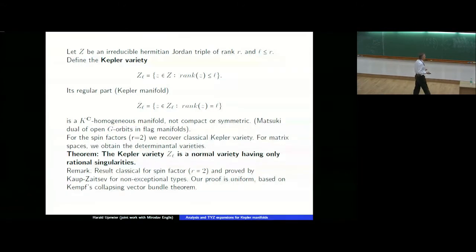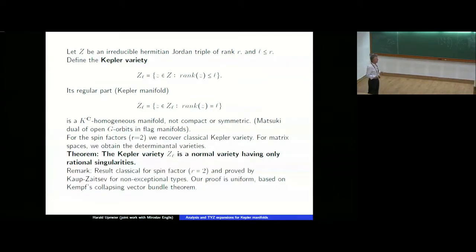Okay, but let us go back to the examples. The spin factors have rank 2, and we recover the Kepler variety that I started with, the quadric. Namely, the degree of the polynomial was also 2, if you remember. For matrix spaces, of course, we recover the determinant varieties. Here's our first theorem. The Kepler variety is a normal variety in the sense of integral closure. It's a little technical. Normal variety having only rational singularities.